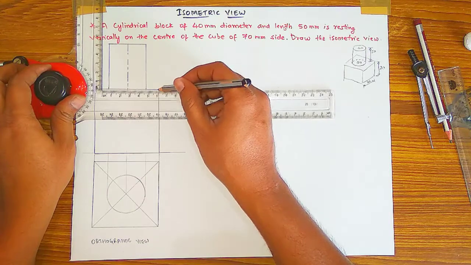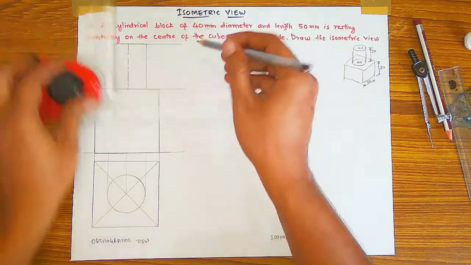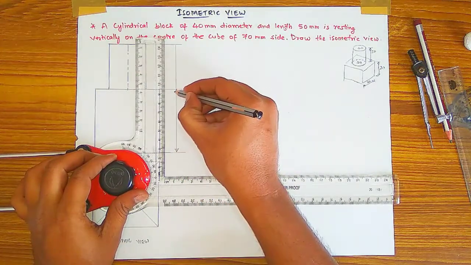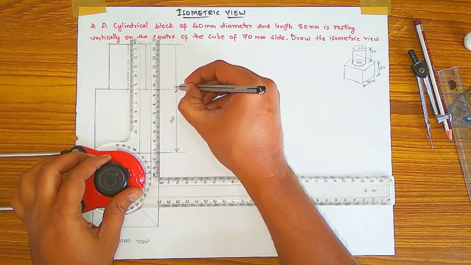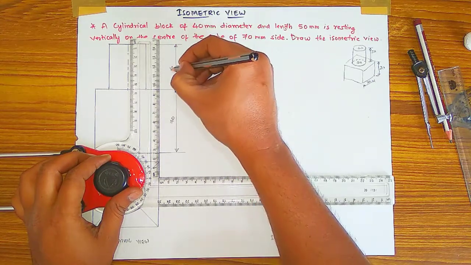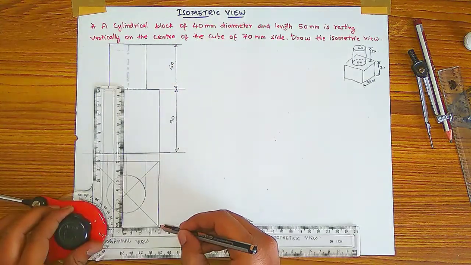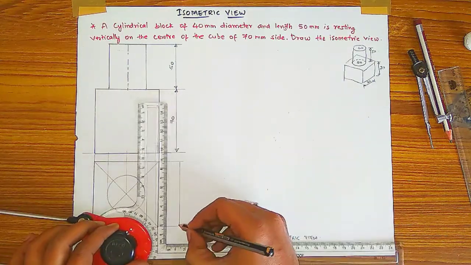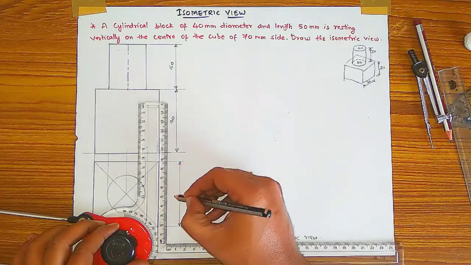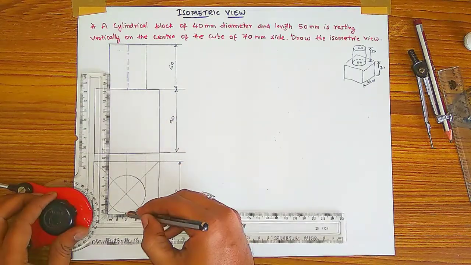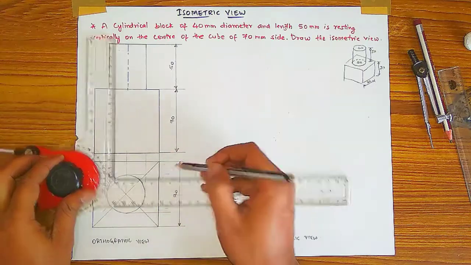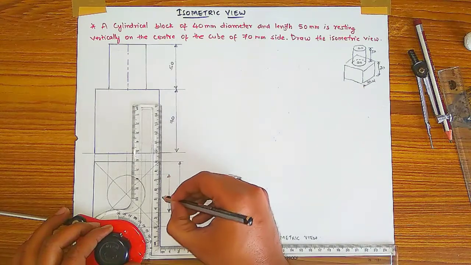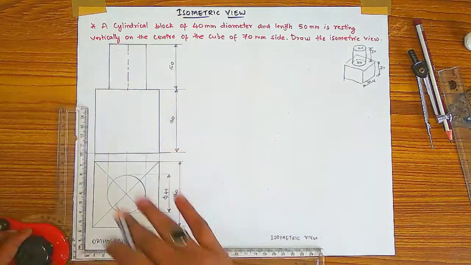Then show the dimensions of this cylinder and cube like this, and it is 70 mm. And this one is 50 mm. Okay, and also show the dimension in the top view also. It is also 70 mm, and the diameter of this circle is 40 mm. So show the diameter of the circle also, with the diameter symbol 40, and this is the orthographic view.